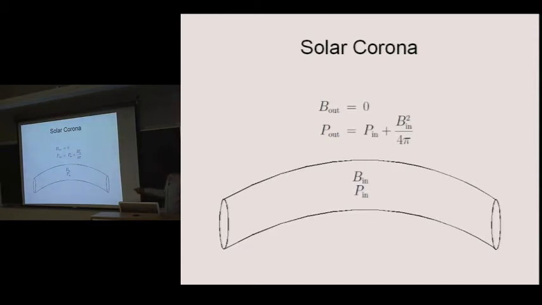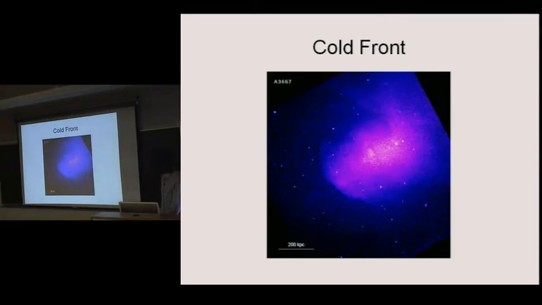This is a really easy way to get a contact discontinuity, because if the gas pressure is different, probably the temperature and the densities are different, but the total pressure is continuous. So this is a place where you can get Rayleigh-Taylor instabilities.